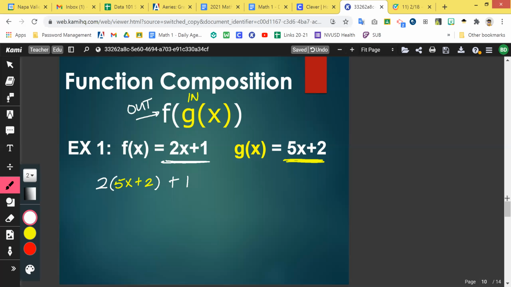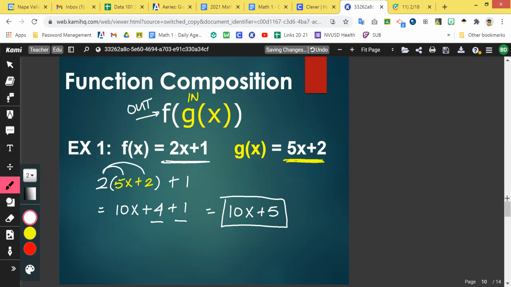Okay. Now let's distribute. So we take the outside 2 and we're multiplying that by the numbers inside the parentheses. 2 times 5x, that's going to make 10x. 2 times 2, that's 4. And then positive 1 on the outside, we just write that down. Okay, it's kind of tagging along. Now these are like terms, so I can combine those. And the final answer is 10x plus 5. Okay, and this is your final answer. That is f of g of x.